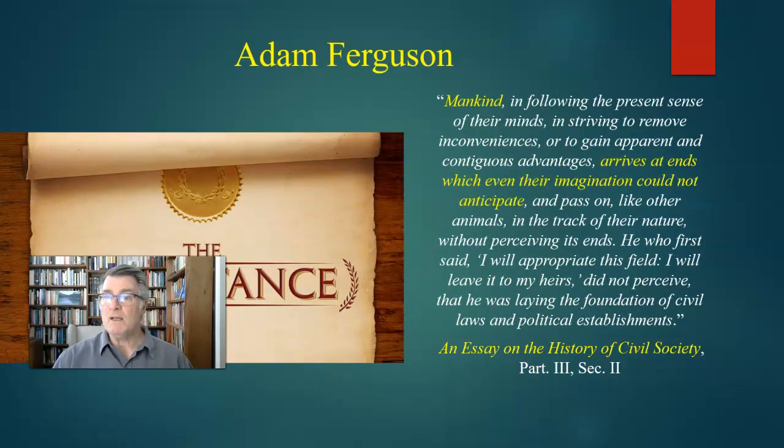it exists. So he writes in part 3, quote, "Mankind, in following the present sense of their minds, in striving to remove inconveniences, or to gain apparent and contiguous advantages, arrives at ends which even their imagination could not anticipate, and pass on like other animals in the track of the nature without perceiving its ends. He who first said, I will appropriate this field, I will leave it to my heirs, did not perceive that he was laying the foundation of civil laws and political establishments." So what Ferguson is talking about here is behaviors that really set the stage for ideas such as private property.